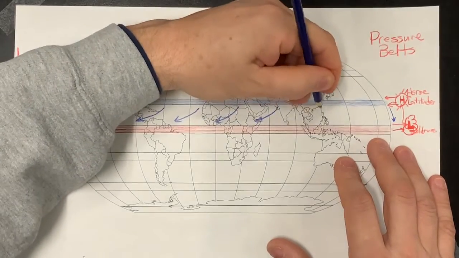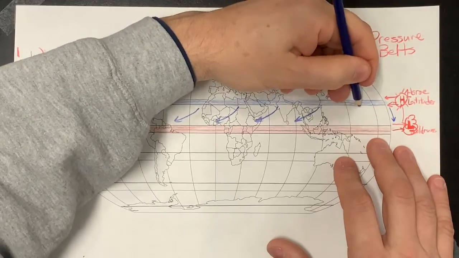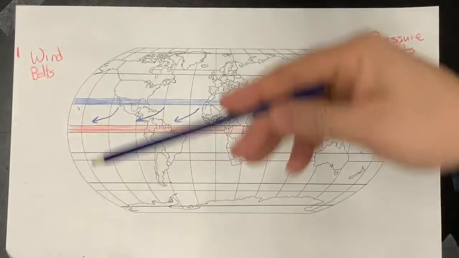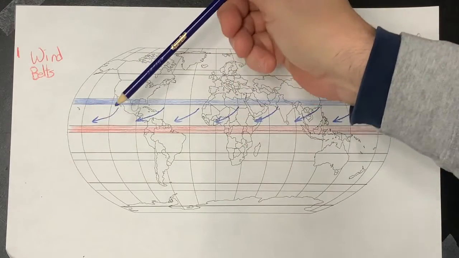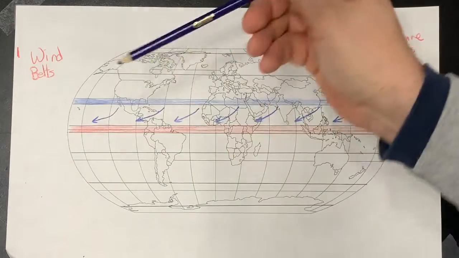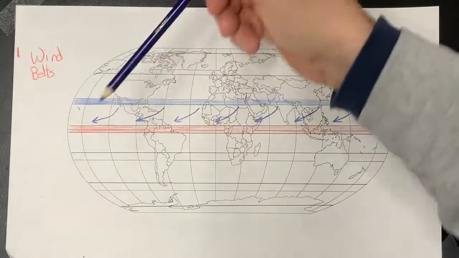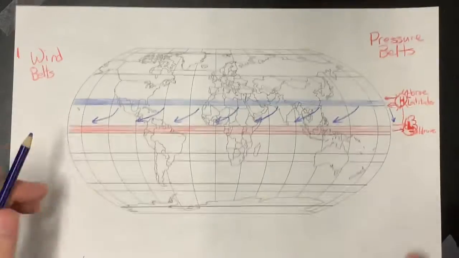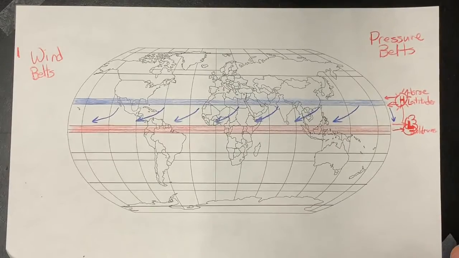Now, looking at this, you may say, but Mr. Cody, those are going to the left. They're going to my left, but you have to imagine you are the wind, and the wind is curving to the right. Imagine you're riding that wind. If you were the wind, you'd be curving to the right. And that's what I mean by objects in the northern hemisphere veer to the right.